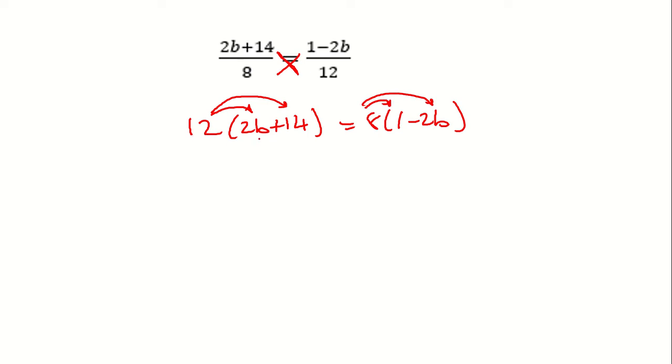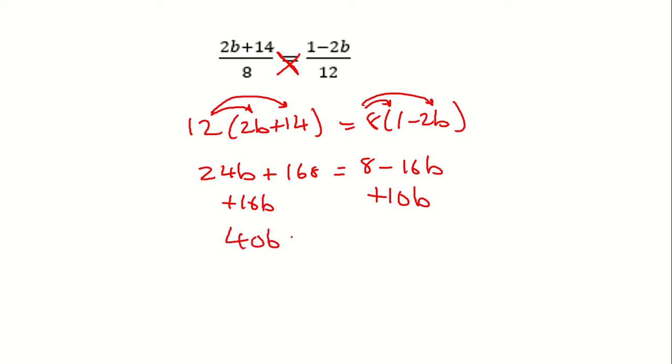So 12 times 2b is 24b plus 12 times 14. Again, if unsure, make sure you multiply them together and you should get 168. 8 times 1 is 8 minus 8 times, and this negative has to stay there, so it's 16b. Right, first, what should I do? I'm going to add 16b to both sides.